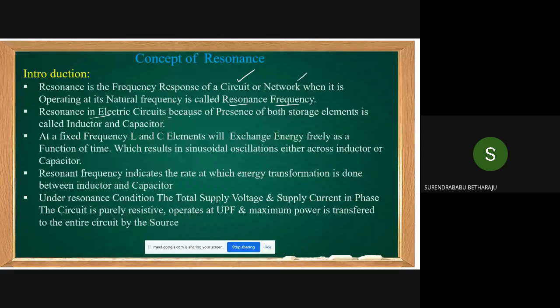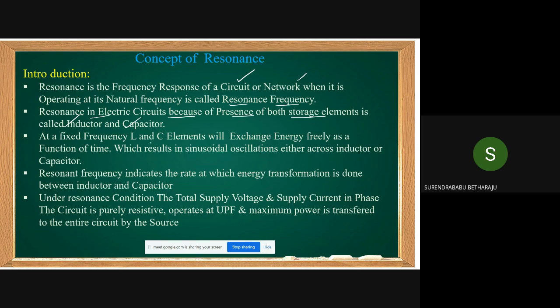Resonance in an electrical circuit is because of the presence of both storage elements. All of you well know which are the storage elements: inductor and capacitor. That is, resonance in an electrical circuit is because of both storage elements, the inductor and the capacitor.